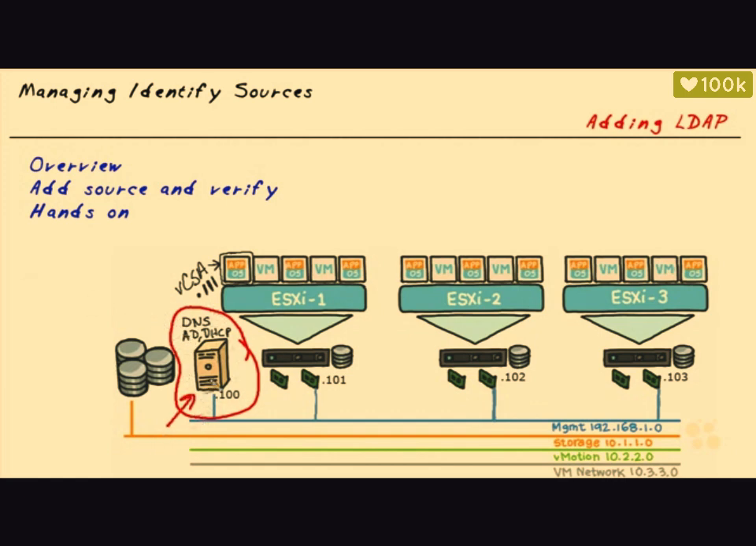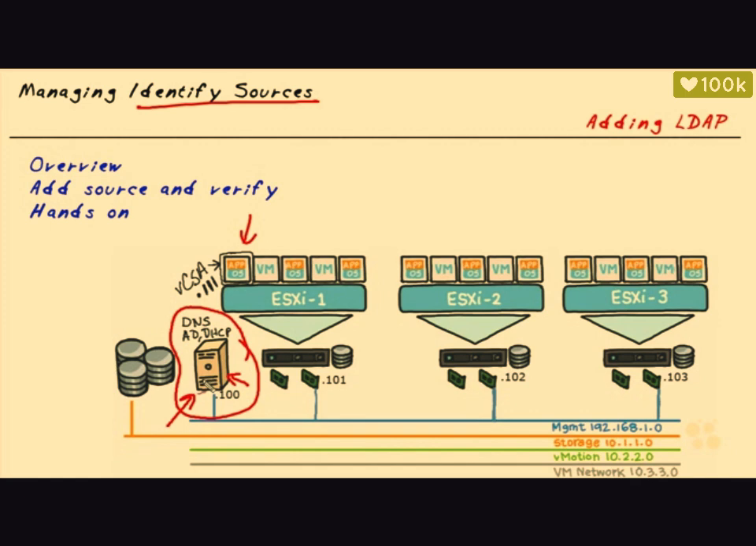Now, if vCenter was actually running on our Windows server, which it isn't, we have it running as the vCenter server appliance, but if it was running right here, the integration with Active Directory would be very easy to do. For an identity source, we just specify the local operating system where vCenter is running, and then it can go ahead and leverage those user accounts and groups already.